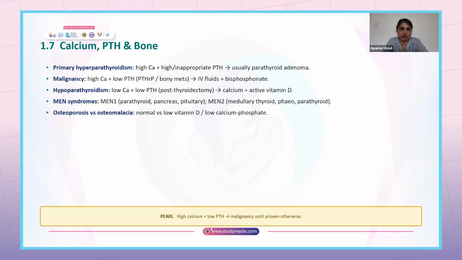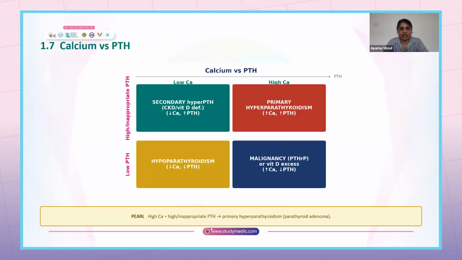Now, MEN syndromes, we have MEN1 and MEN2. MEN1 will involve tumors of the parathyroid, pancreas, and pituitary, whereas MEN2 will involve medullary thyroid cancers, pheochromocytoma, and parathyroid tumors as well. You also need to know how to distinguish between osteoporosis and osteomalacia, where vitamin D is low and where calcium phosphate might be low. So this is how to differentiate between various parathyroid abnormalities.